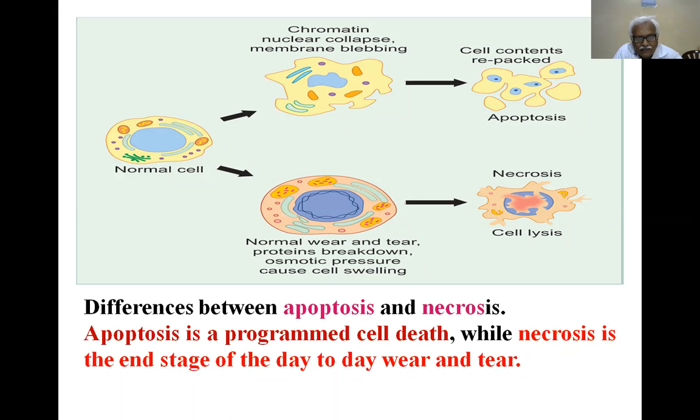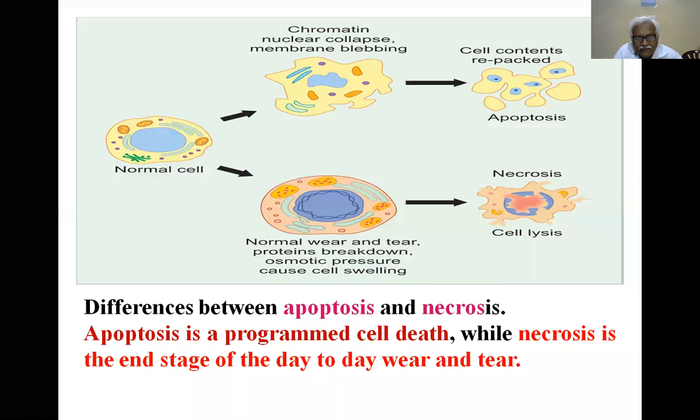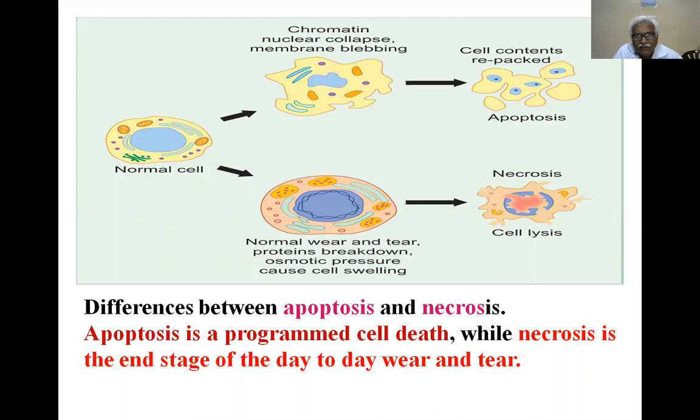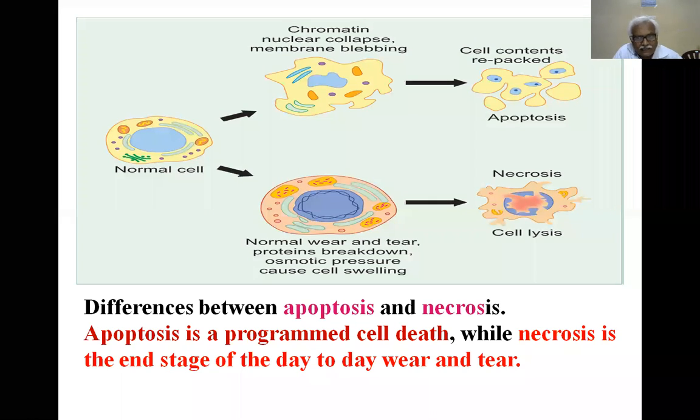And the same thing will happen in necrosis. A normal cell will start to be exposed to normal wear and tear, and the proteins will break down. Osmotic pressure causes cell swelling, and that will lead to cell necrosis and cell lysis. So the differences between apoptosis and necrosis are depicted simply by this.